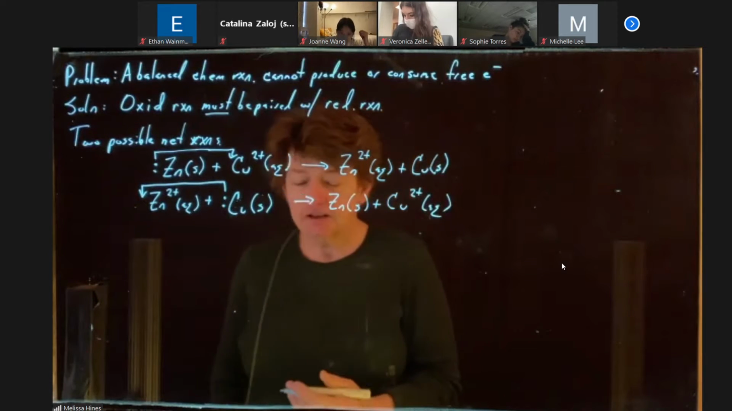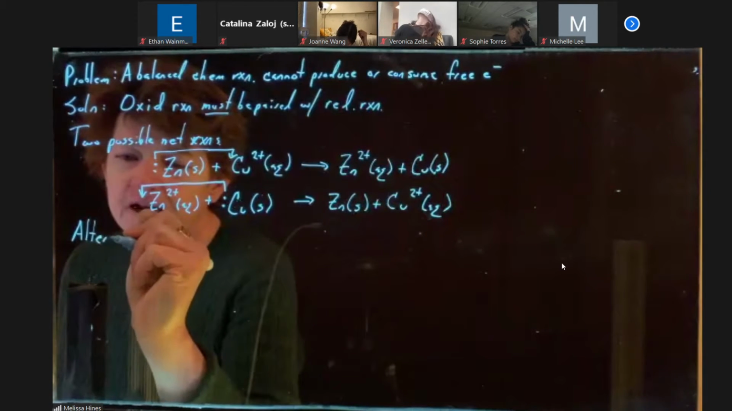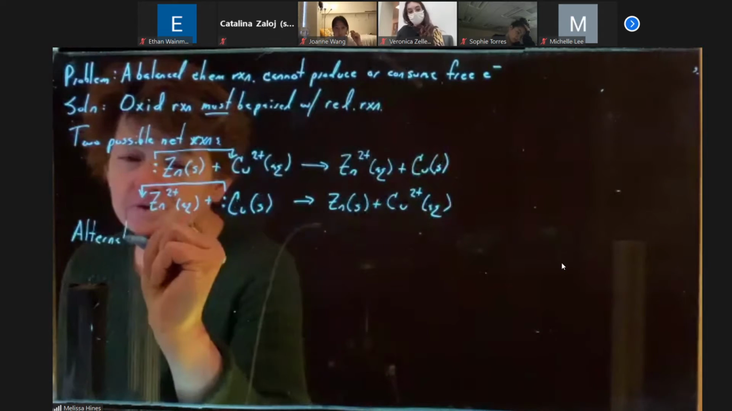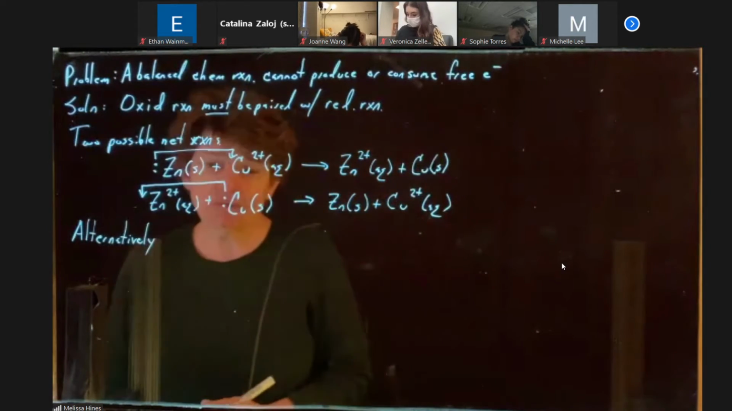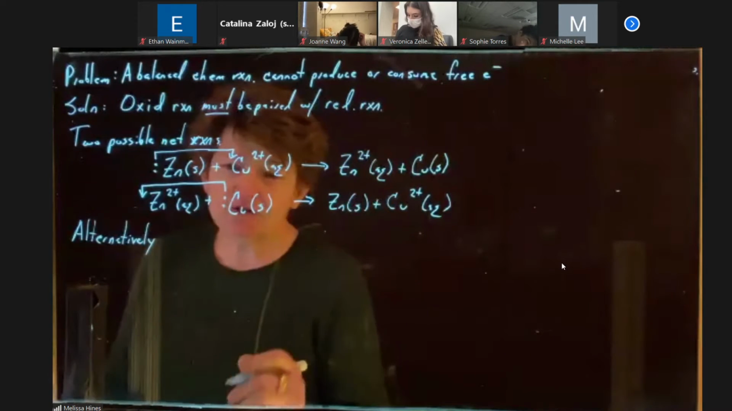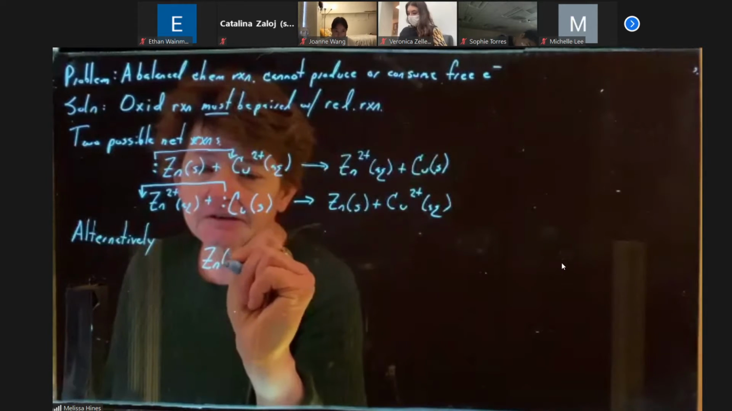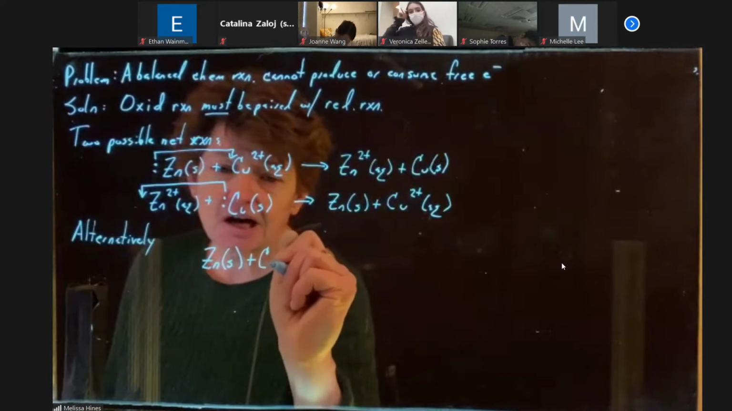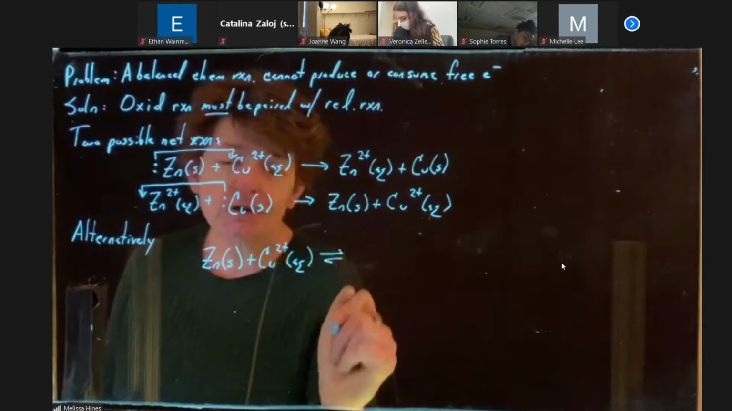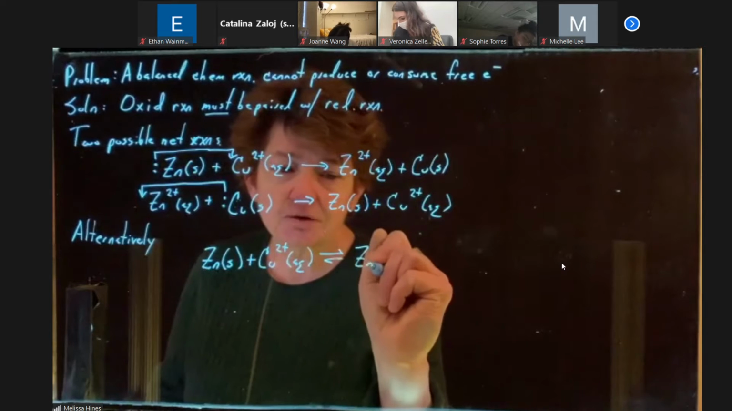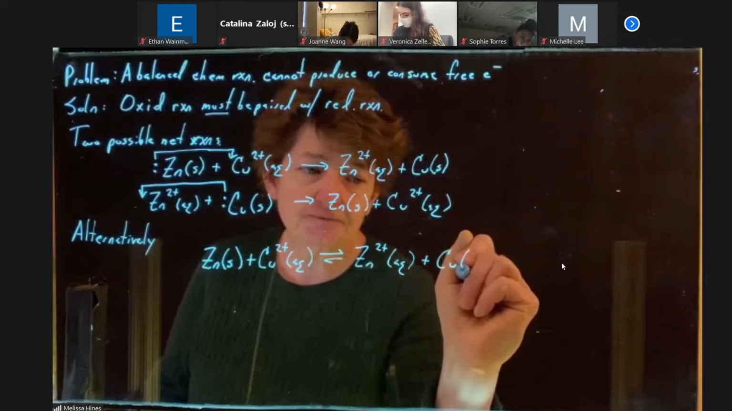Okay, but this is the way we would talk about things in 2070, not the way we would talk about them in 2080. Of course, in 2080, we would say these reactions are going to go back and forth, and there's always some kind of ebb and flow in chemical reactions. So really the way we should be writing this is zinc solid plus copper 2+ aqueous ions in equilibrium with zinc 2+ aqueous ions plus copper solid.